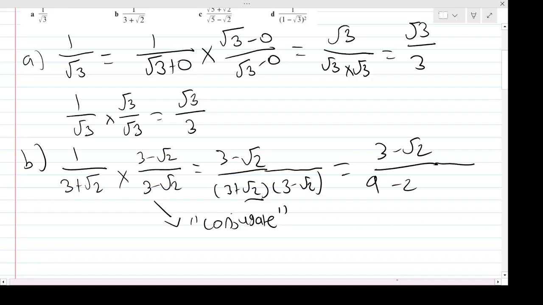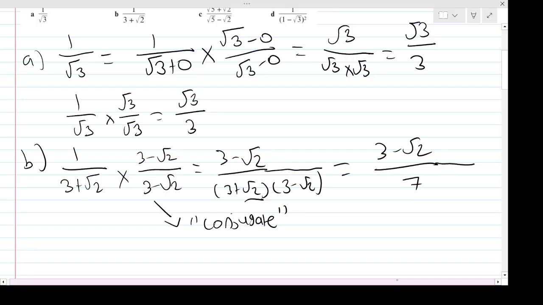And hopefully you recognize that it's a difference of 2 squares, because the 3 squared, which is 9, take away root 2 squared, which is just 2. And that is why, if you times by the conjugate in this particular way, you very craftily get rid of the surd and create a difference of 2 squares. Okay, so that goes to 9 minus 2, which is simply 7.